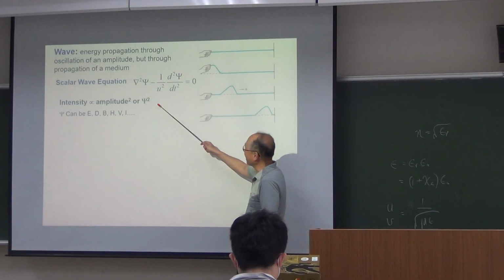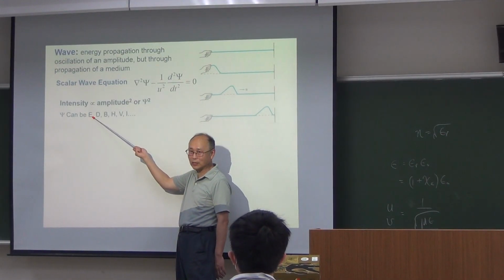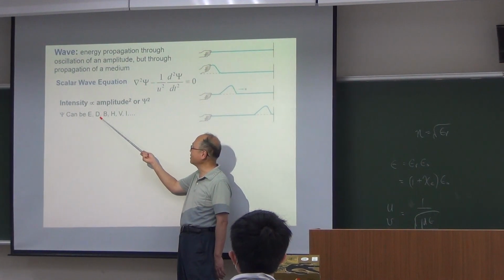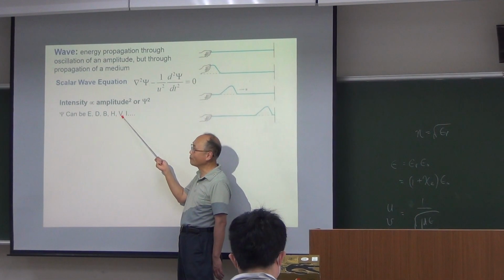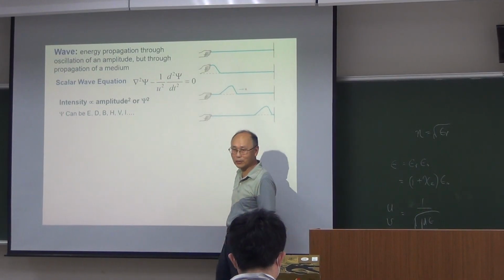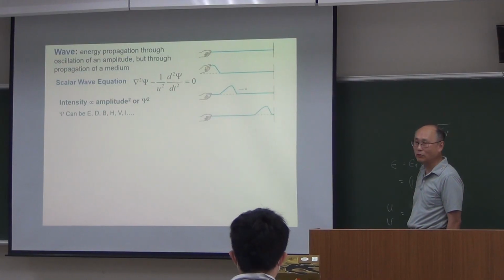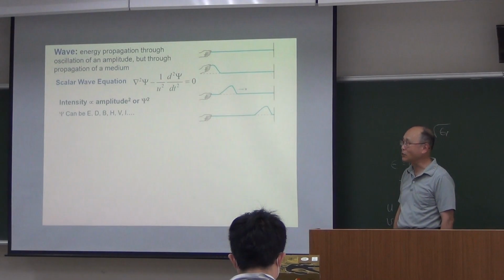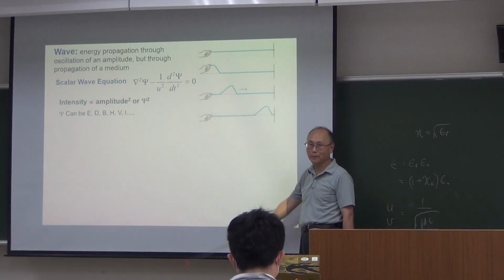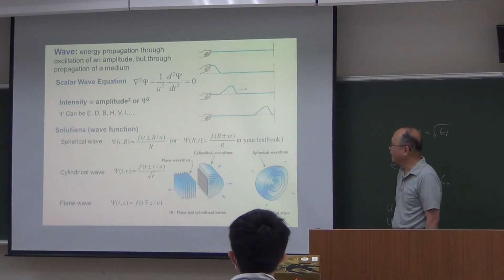So this psi can be written as the electric field intensity, electric flux density, magnetic flux density, magnetic field intensity, or even voltage or currents in the transmission line. So this equation is so universal, and we call this the wave equation. And the solution of this is called the wave function. All right, so this is a quick review.